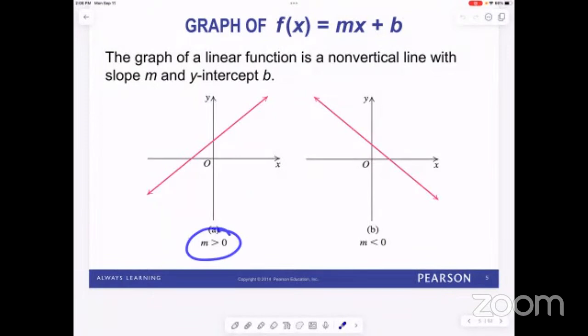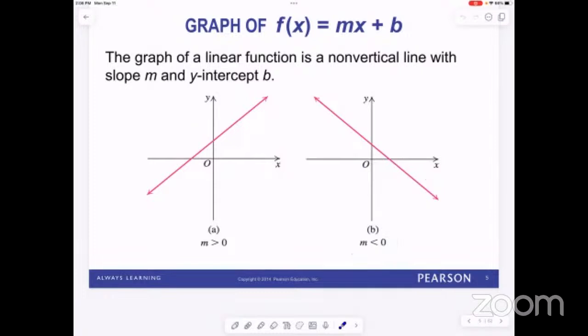The graph on the right has a negative slope because when we trace it left to right, the graph falls. It goes down, okay? So whenever we're talking about the slope of a line as far as positive and negative, it's always based on tracing it from the left to the right.